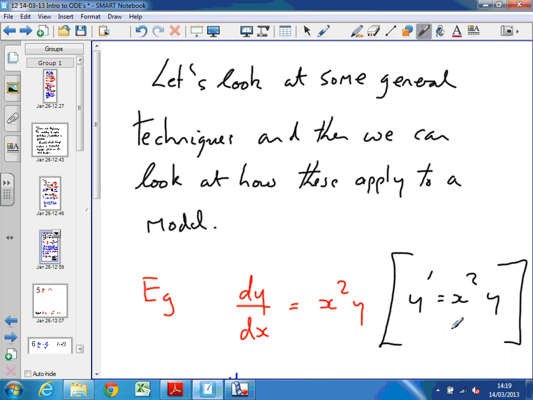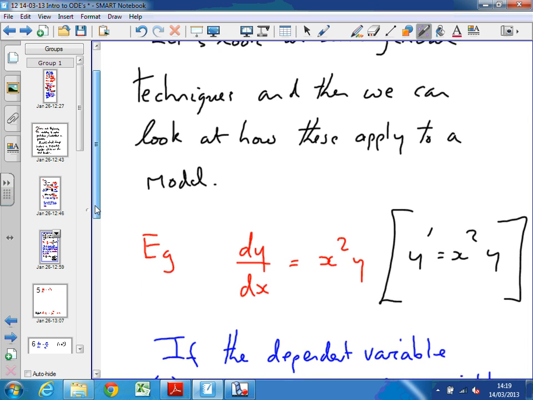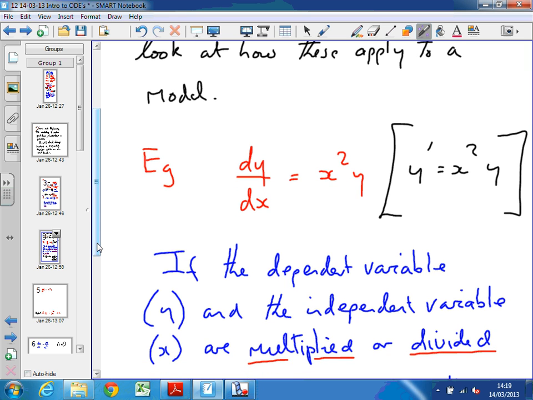Okay, so let's look at some general techniques of solving ordinary differential equations, and then we'll apply these to a model like the one we've just been looking at. So we'll look at some practical examples of how you can use these techniques. And next year in the top-up degree course, that's when you'll be using these techniques to look at some models. Okay. Well, let's start off with some fairly straightforward ones.